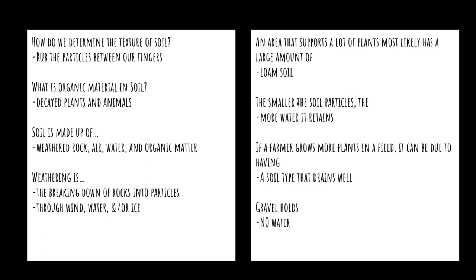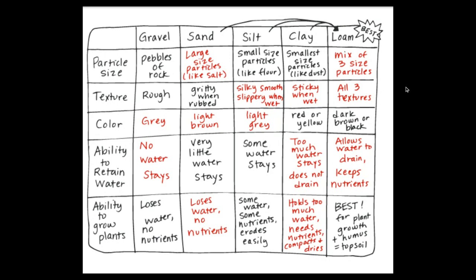And then we have loam, which is the best of the best. It's the mix of all three. It has all three textures, dark brown or black, allows water to drain and also keeps nutrients. So it's not that the plants are sitting in water. However, they are able to have water run through the loam. It also keeps nutrients, and it's the best for plant growth.